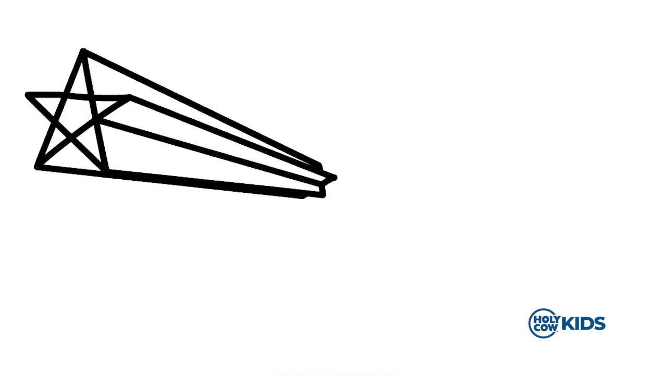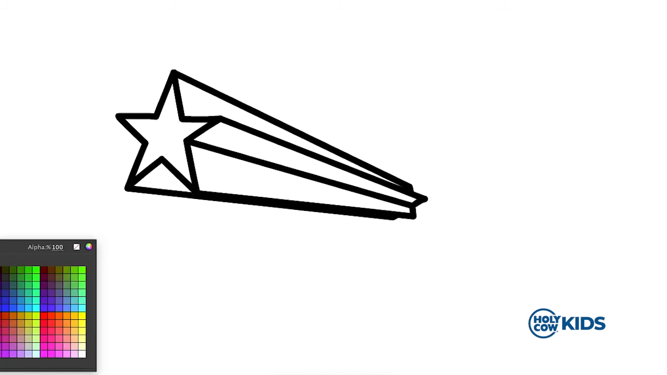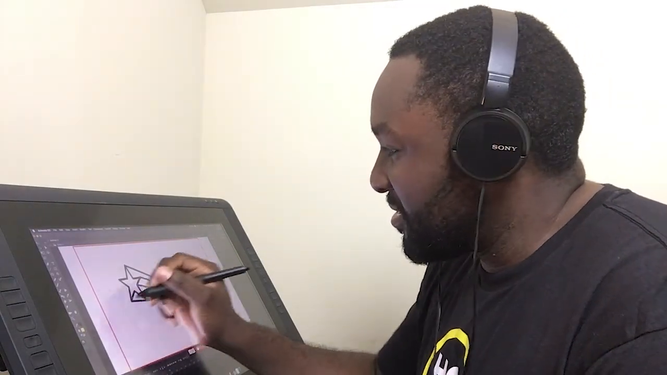Unless you're using the same program I'm using. In that case, just do exactly what I'm doing. All right, so now I can clean up this part too. And look at what we have here. A 3D star. And we could go ahead and color it, name it.